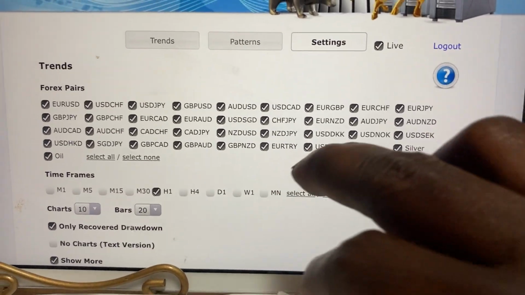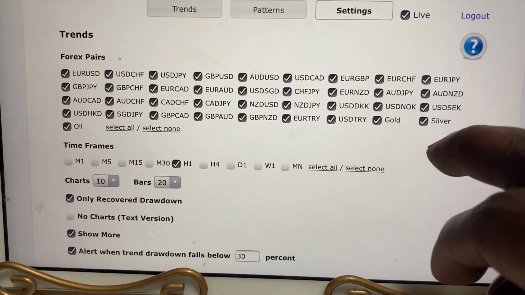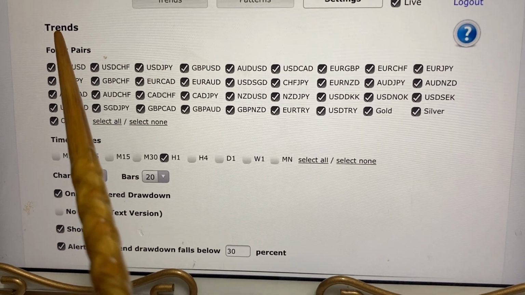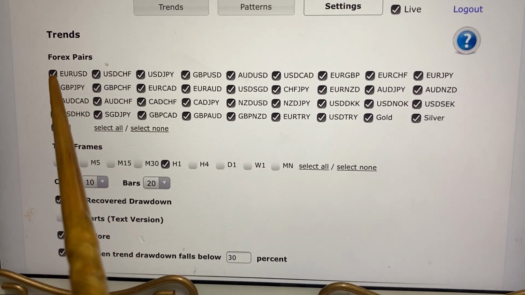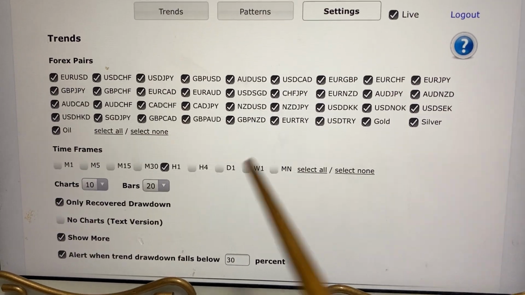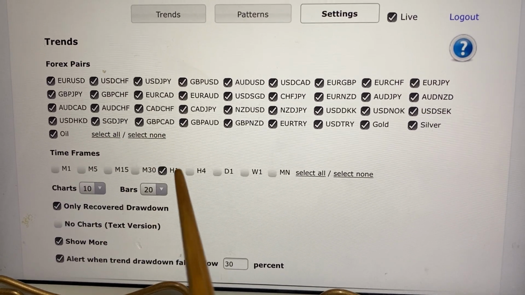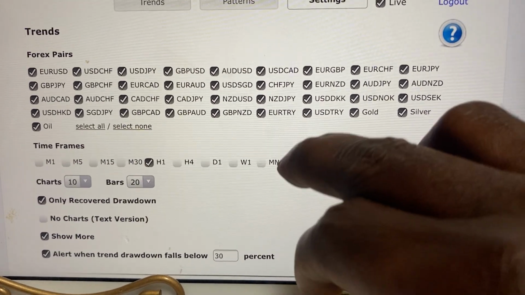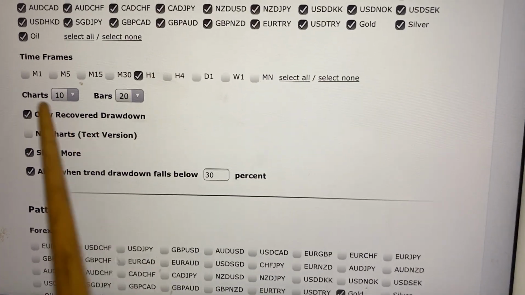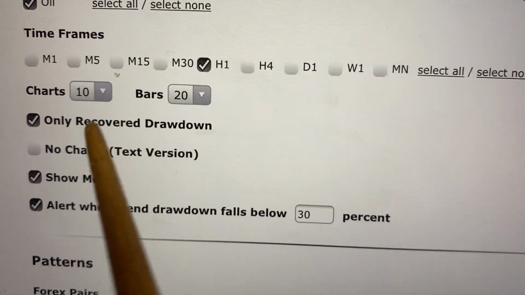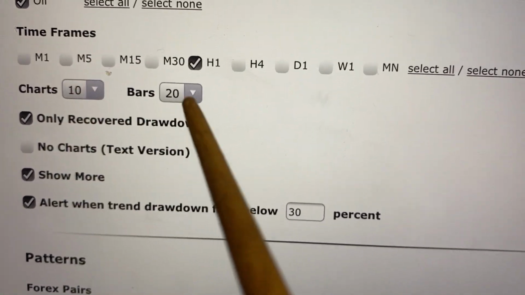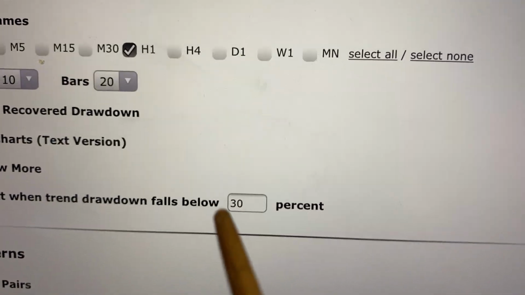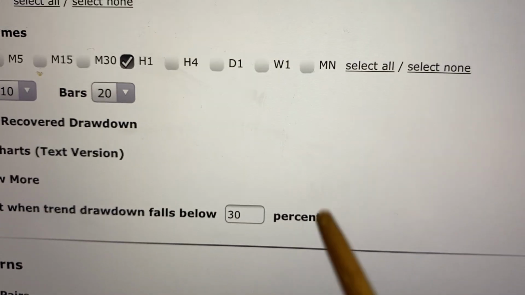Settings, it has two settings options, like the trend itself. The trend. You see the trend? I choose all the pair, and I put my own to 1 hour, because the 1 hour is my own main chart that I'm looking at. And I said, okay, look at it. Charts, I want to see 10 charts, 20 bars. Okay, and I said to alert me when drawdown is 30%, below 30%.